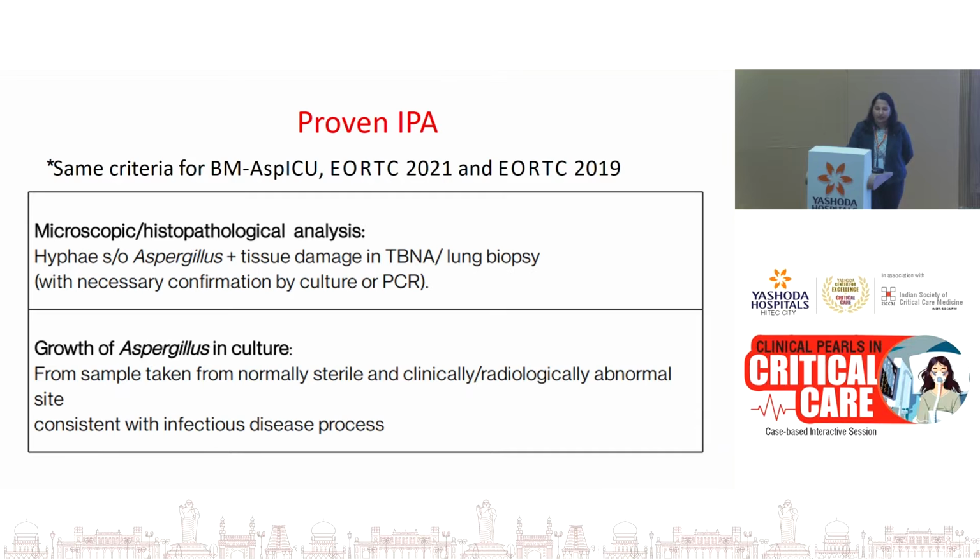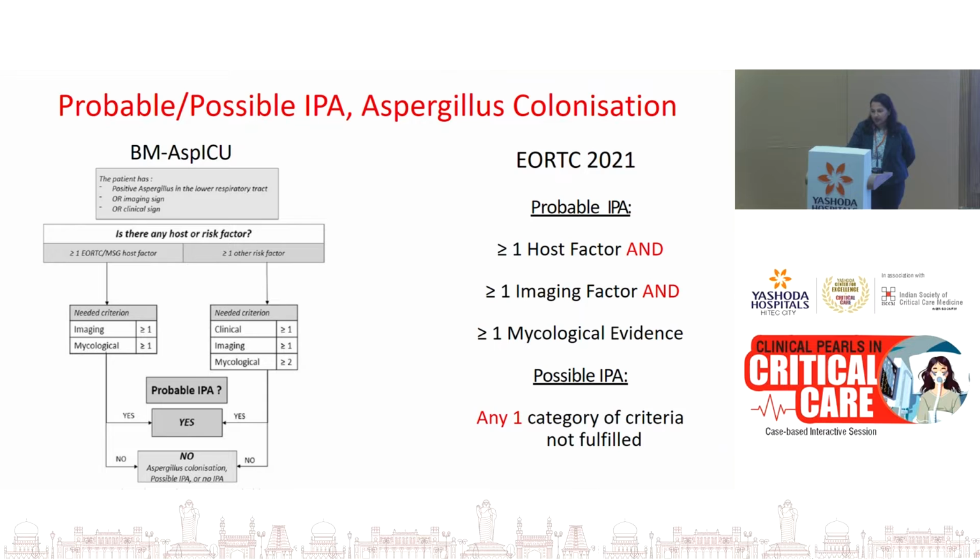There are several criteria for whether it is a proven, probable or possible invasive pulmonary aspergillosis. The EORTC/MSG criteria has been given. For proven IPA, we need a microscopic or histological diagnosis where Aspergillus hyphae need to be demonstrated, maybe in a sterile sample or in a tissue biopsy, and even growth in culture is essential. For a probable or possible IPA, there needs to be a host factor along with the imaging factor and mycological evidence. Possible IPA is when the criteria for probable are not fulfilled.